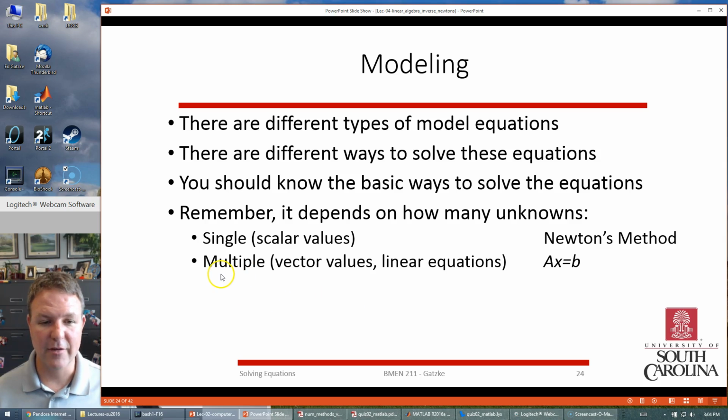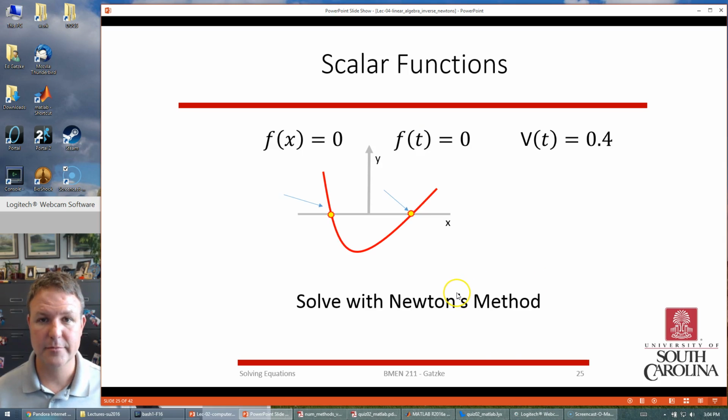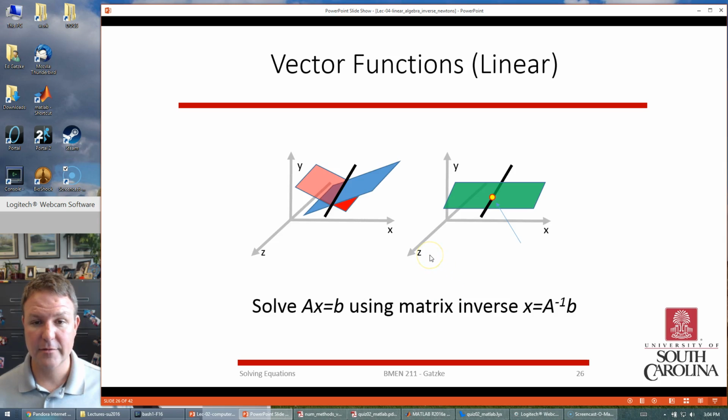If you have lots of equations and lots of unknowns, you can solve it using Ax equals b linear algebra methods. Again, a scalar function could be f of x equals 0 or f of t, where you're plotting some value versus t and you want to find where that value goes to 0, or some value like the voltage. Find where the voltage as a function of time is equal to some value. You don't know what value of x or t satisfies these equations. You can solve those using Newton's method.